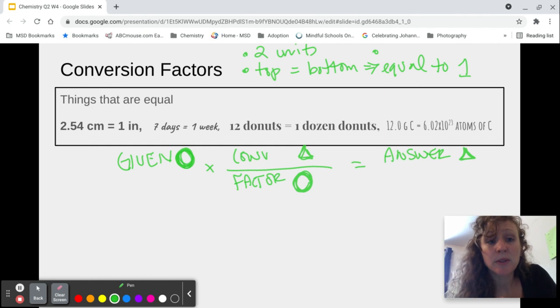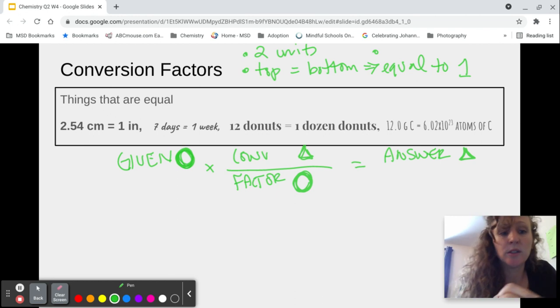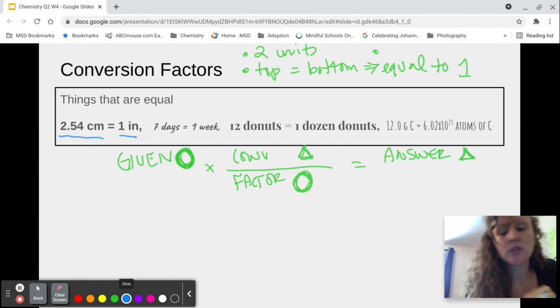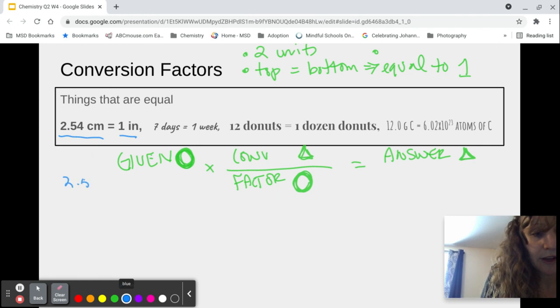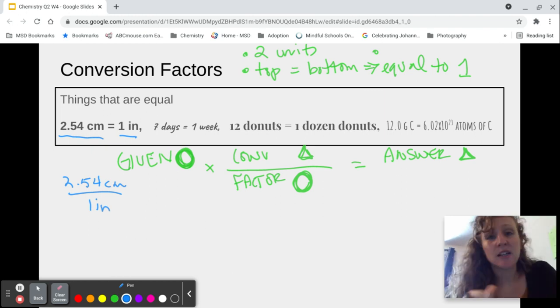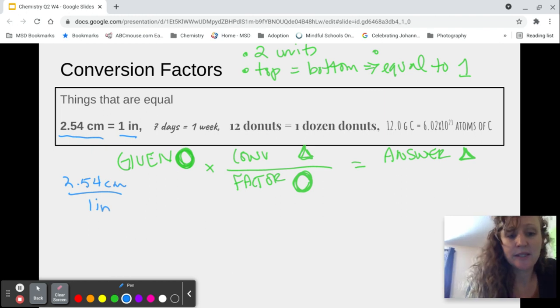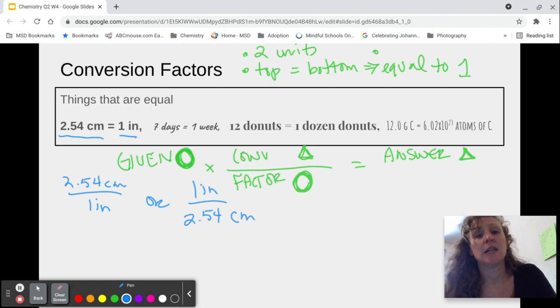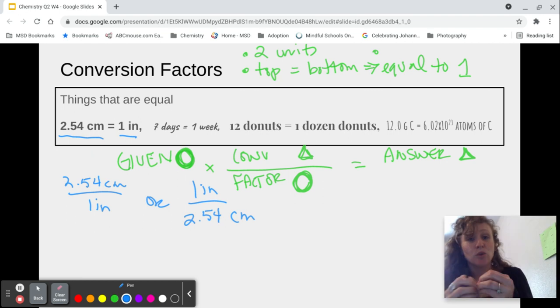Okay, so we have to be able to recognize conversion factors. Sometimes these look like things that are equal. For example, 2.54 centimeters is equal to 1 inch. That could be written as a conversion factor. 2.54 centimeters and 1 inch are the same. Now, because they're both equal, it doesn't matter if you write it with centimeters on the top or you write it with inches on the top. It can be written either way you need it because the two things are equal.